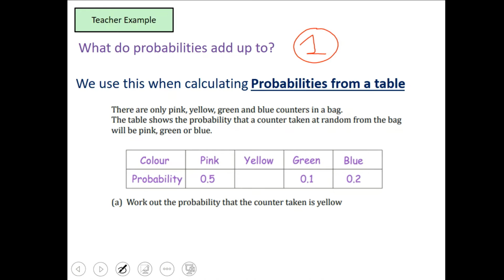So there are only pink, yellow, green and blue counters in a bag. The table shows the probability that a counter taken at random from the bag will be pink, green or blue. Work out the probability that the counter taken is yellow. So we know this total needs to be 1. So all you need to do is add it up. 0.5 plus 0.1 plus 0.2, you get 0.8. So you do 1 minus 0.8 and you get 0.2 as your answer.